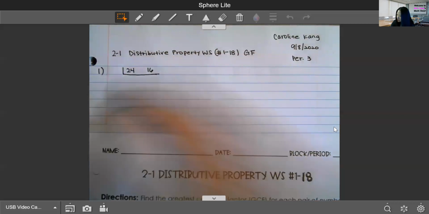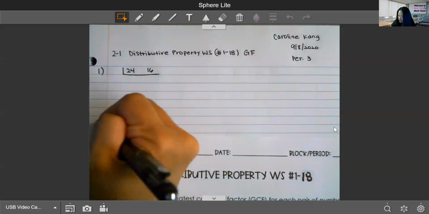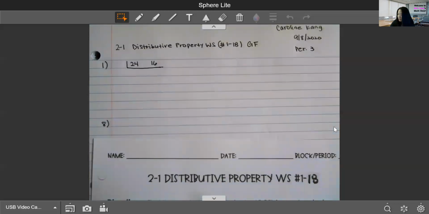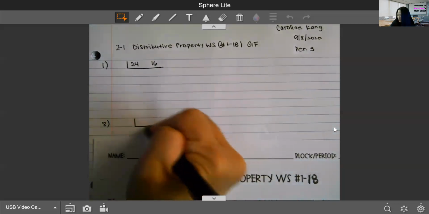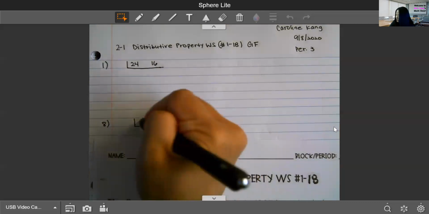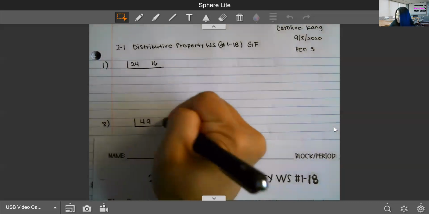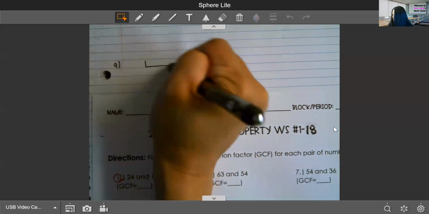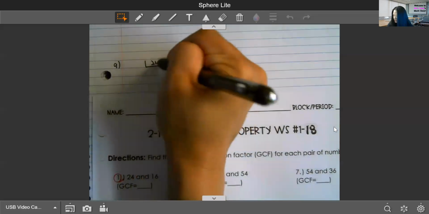Okay, number 8. I'm gonna skip a lot of space because I don't know how much space I'm going to need. 49 and 84. Number 9. 24 and 18.